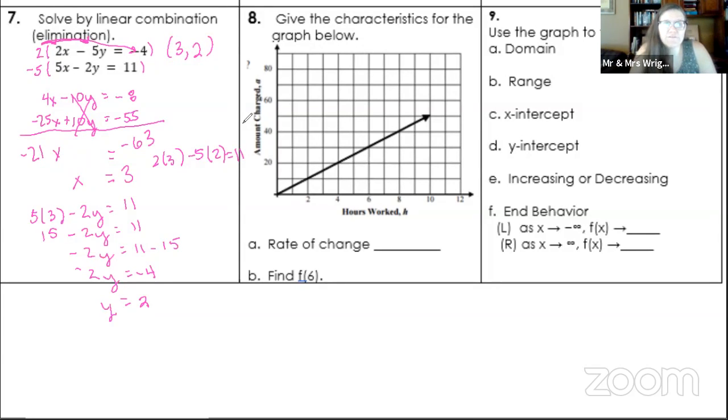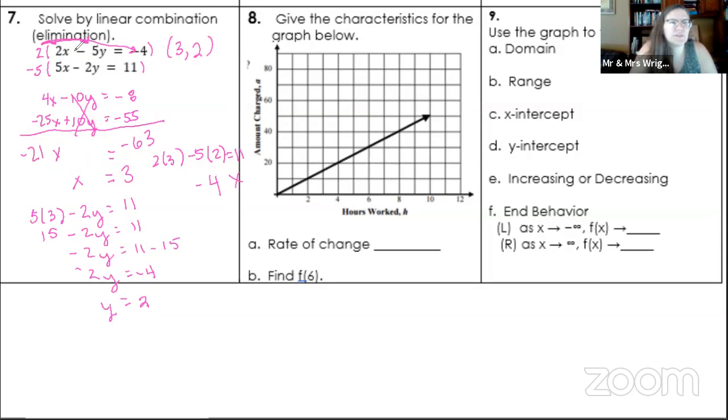And I got a 4 this time. 2, open parentheses 3, close parentheses, minus 5, open parentheses 2, close parentheses, enter. I got a negative 4. So that is not a true statement. So I must have done some of my work wrong in this case. So we need to go back and look at this and see what we did wrong.